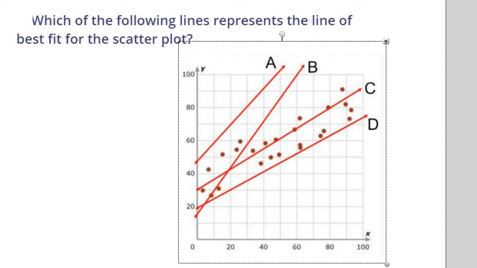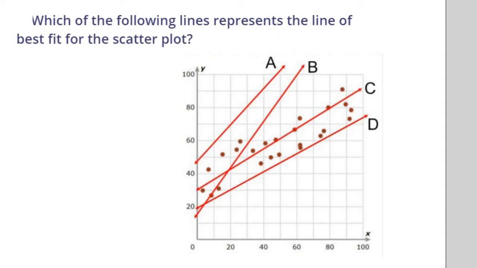First, let's review some lines of best fit. Which of the following lines represents the line of best fit for a scatter plot? What's the best line of fit? Is it A? Is it B? Is it C? Or is it D? The answer is C. C is the best line.